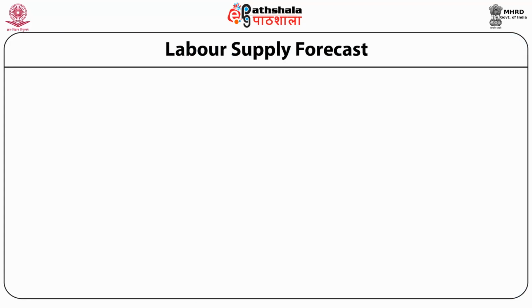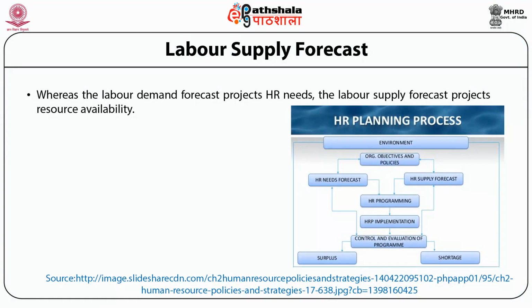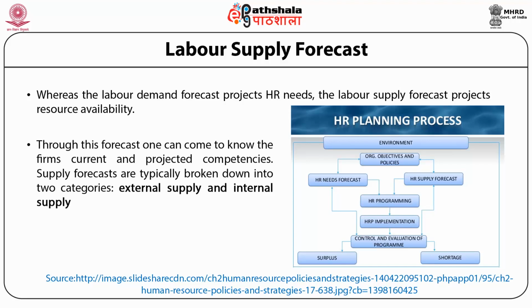Labor supply forecast. Whereas the labor demand forecast projects human resource needs, the labor supply forecast projects resource availability. Through this forecast, one can come to know the firm's current and projected competencies. Supply forecasts are typically broken down into two categories: external supply and internal supply.